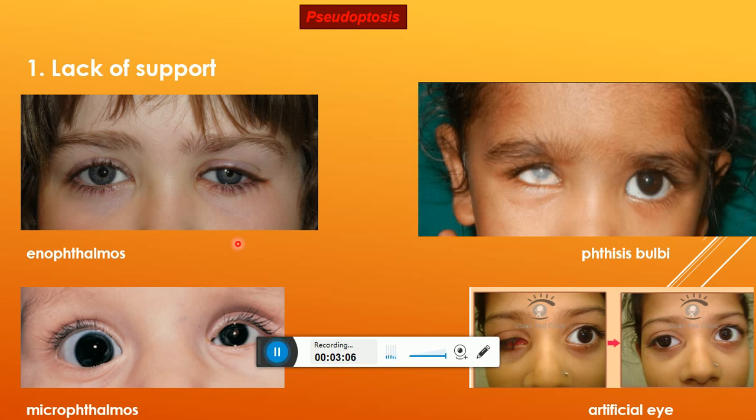Pseudoptosis has different causes. For example, it may be due to lack of support. The lack of support may be due to anophthalmos, phthisis, microphthalmos, or an artificial eye. So here you can see it is due to an artificial eye.